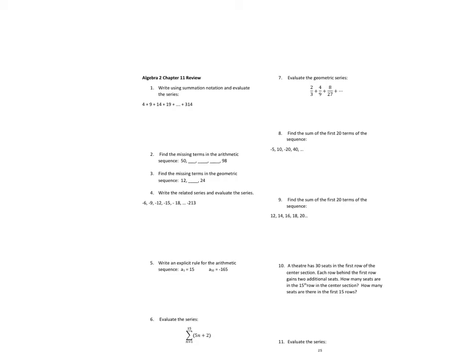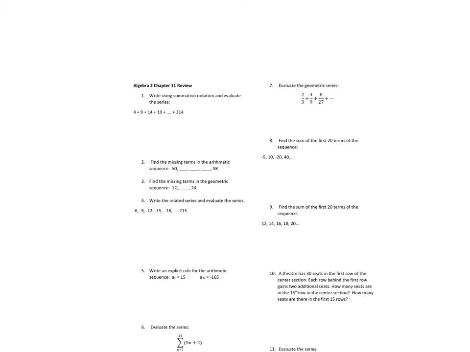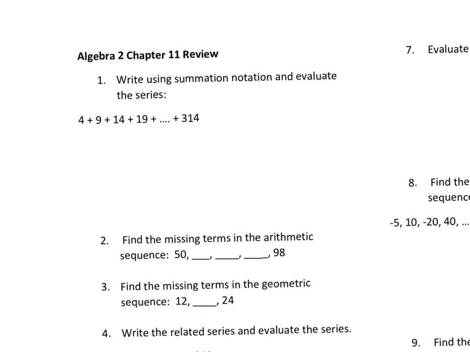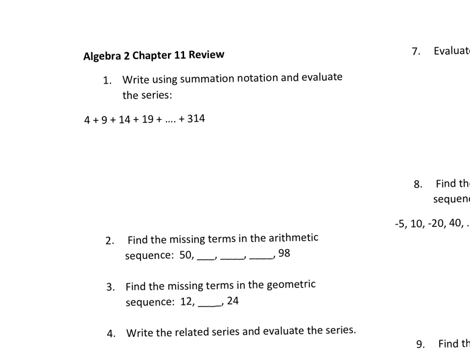Okay, number 1, use summation notation and evaluate the series. So there's a couple things going on. When I do summation notation, I want to write n equals 1, but I have to figure out the explicit formula and write it right here, and I have to figure out how many terms there are. So, first of all, this is an arithmetic sequence, just because I'm going up by 5.